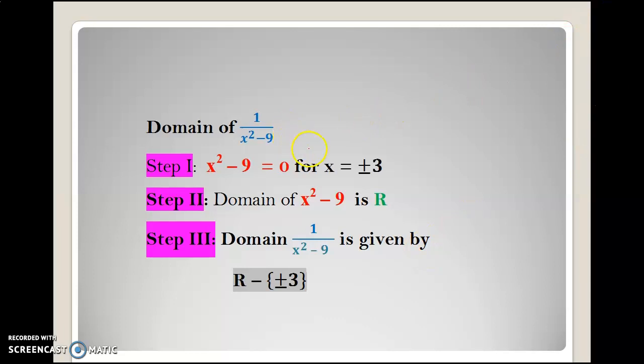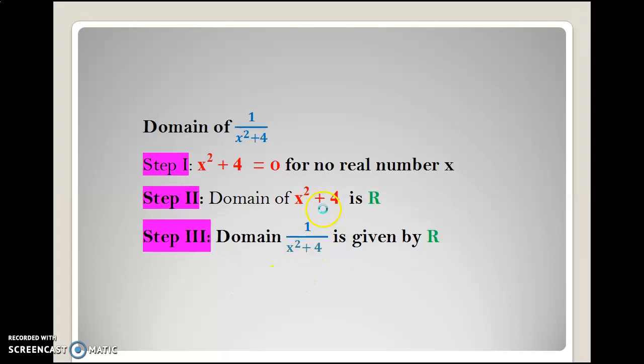1 upon x square minus 9. Again, x square minus 9 is equal to 0 implies x is equal to plus minus 3, and x square minus 9 is defined for all real numbers. Therefore, the domain of 1 upon x square minus 9 is R except for 2 points, plus minus 3.